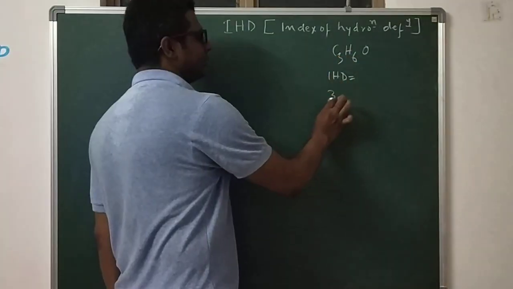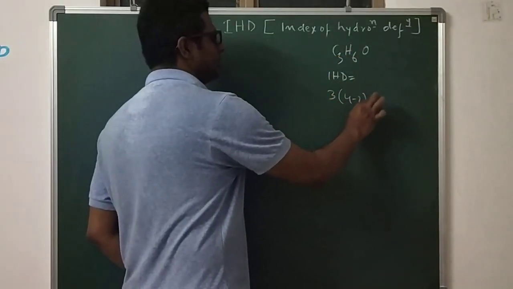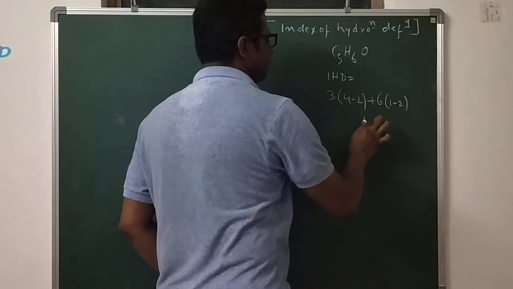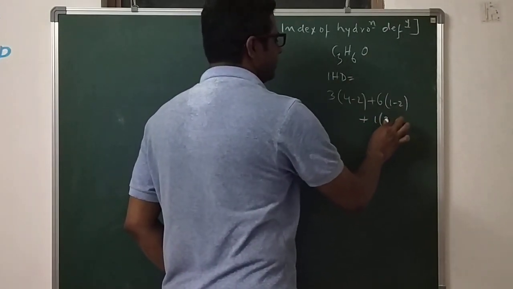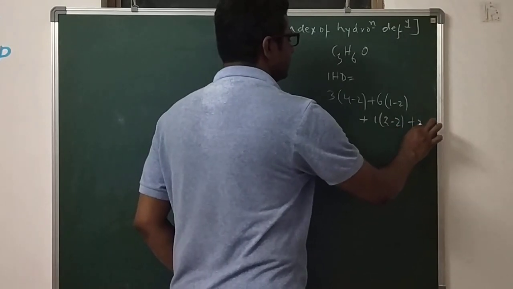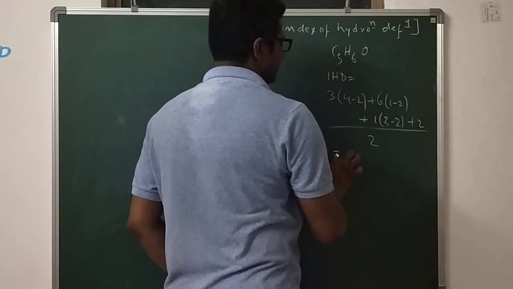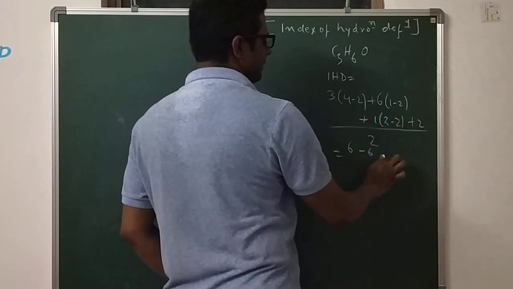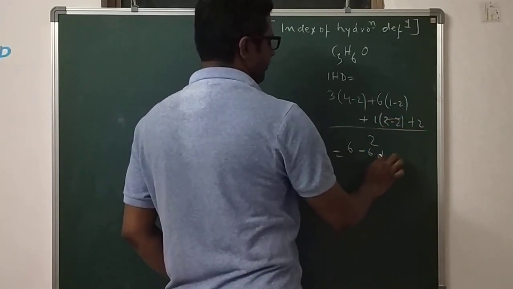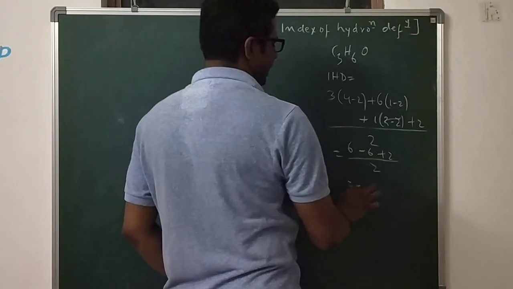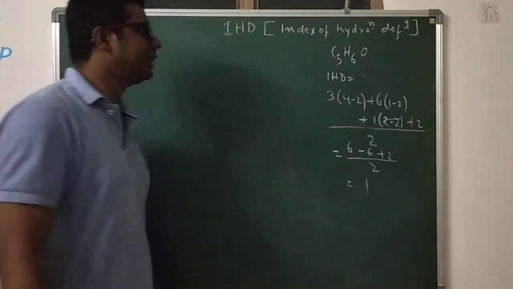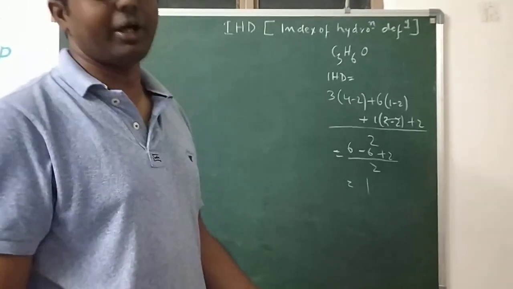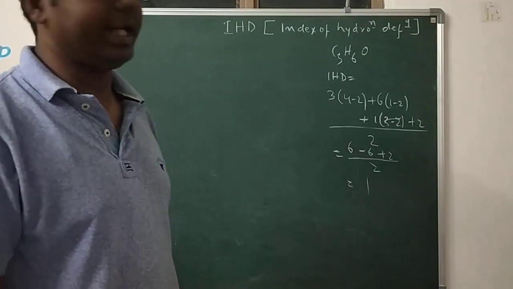IHD: 3 carbon atoms, 4 minus 2, plus 6 hydrogen atoms, 1 minus 2, plus 1 oxygen atom, 2 minus 2, plus 2. So 3 into 2, 6 minus 6, that is 0, plus 2 divided by 2. IHD value is 1. So what does this mean? IHD value is 1 means either there is a double bond or there can also be a ring.